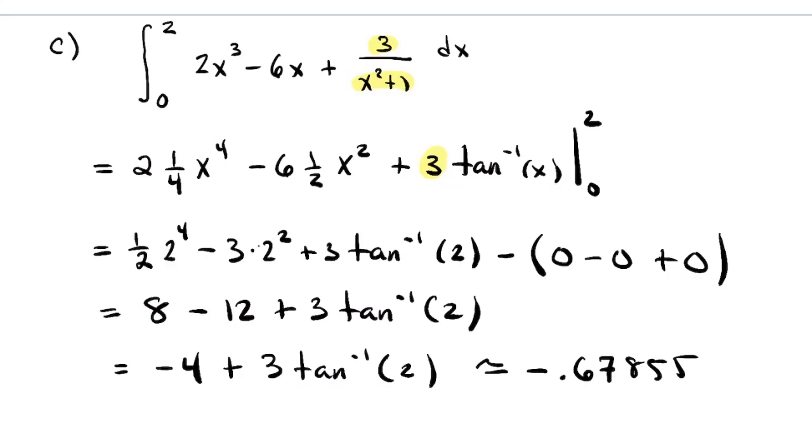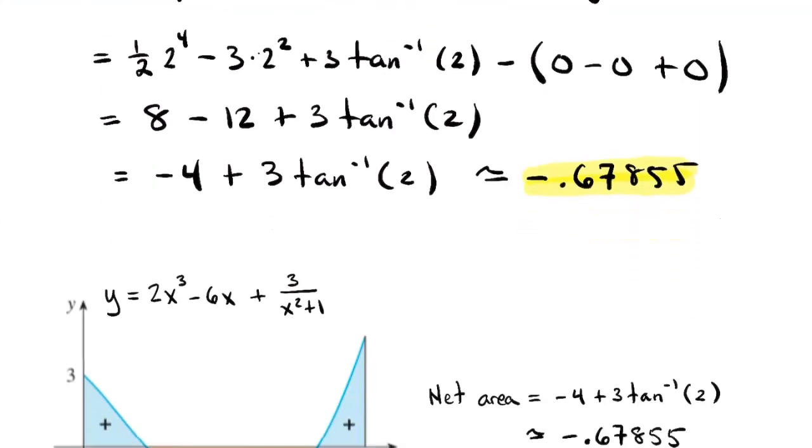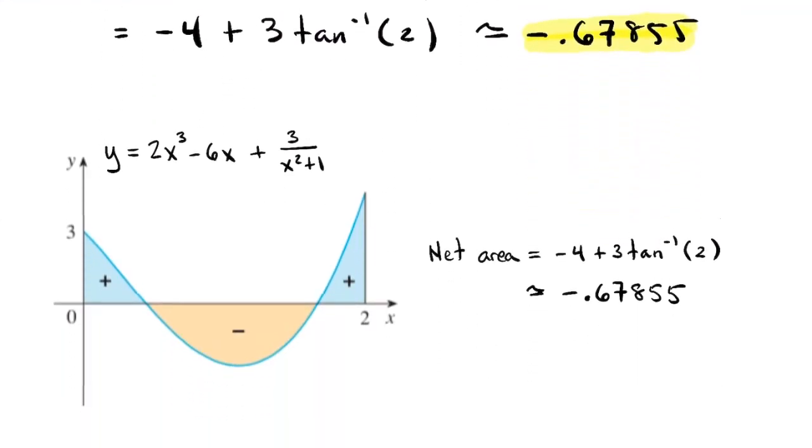Well, if we interpret this number as a net area, it means that there must be more area below the axis than there is above over that interval. All right. I've got a picture of this function down here for us. That's what the function looks like over the interval from 0 to 2. And you can see that there's some area above the x-axis and there's some area below the x-axis. And this integral calculation gives us the net area. So this part that's below is slightly bigger than the combination of the two parts that are above. The net area is negative.